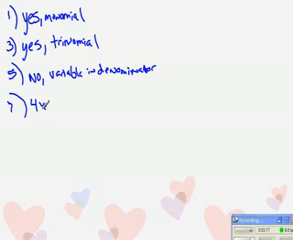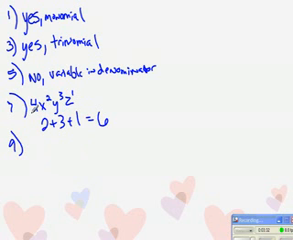Number 7, you have 4x squared y to the third z. Put a 1 on that z so you don't forget about it. I need to find the degree, so just add the exponents. 2 plus 3 plus 1, which is 6. Make sure you are showing your work if you want any credit.